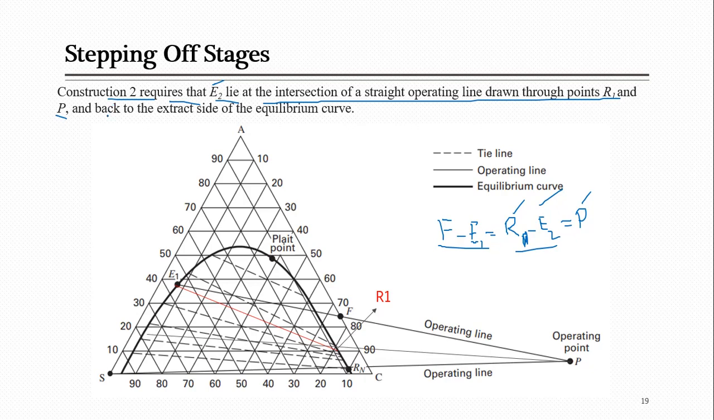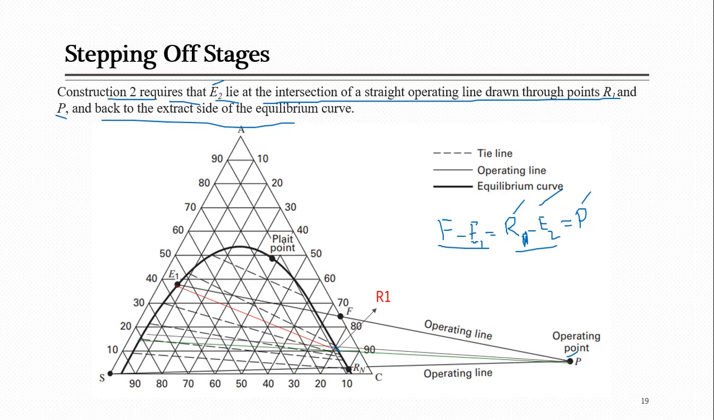That line will intersect our equilibrium curve, the binodal curve, or as I told you, the miscibility curve. On the extract side, if I extrapolate this line starting from P, passing through R1, to the extract side, it will cut the extract side at E2. So let's look at how it appears. This green line, you can see, I started from point P, and it is passing through R1.